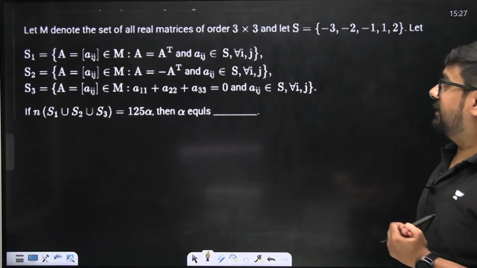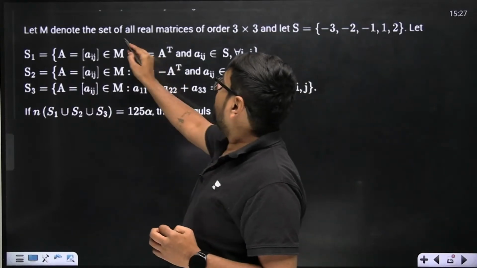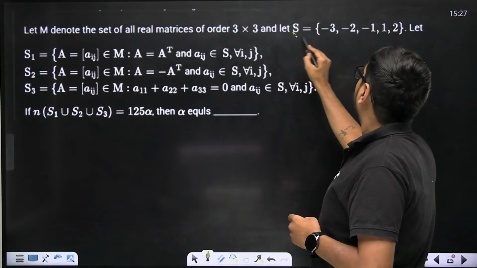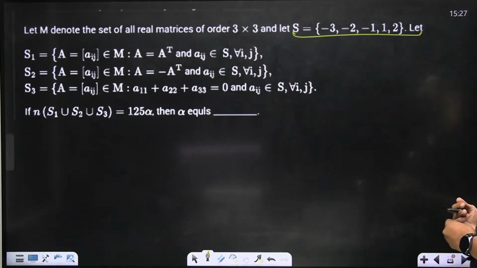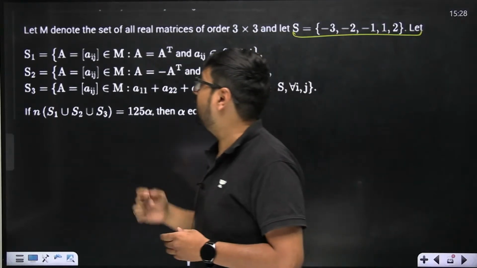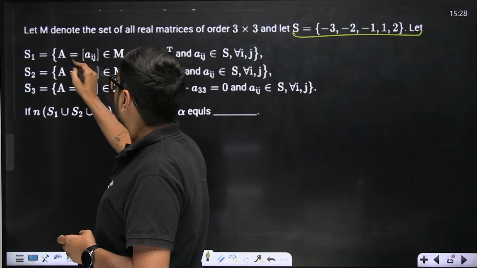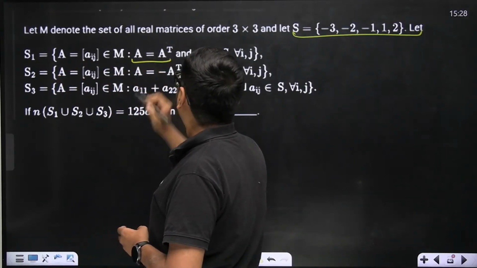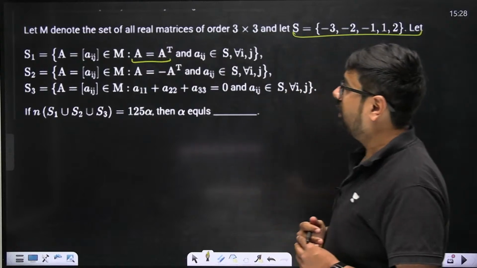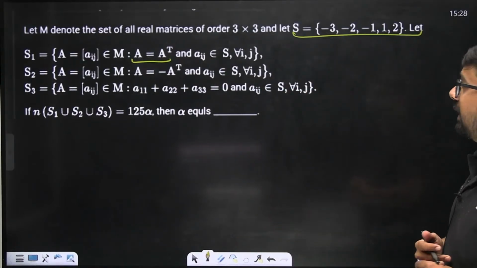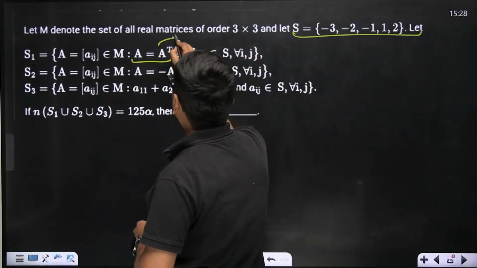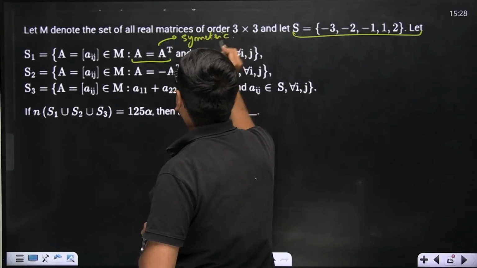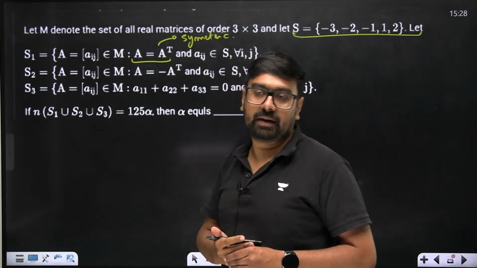Here, what is it saying? Let M denote the set of all real matrices of order 3 cross 3, and S is equal to this. Then let S1 be a matrix A with entries Aij, where A is equal to A transpose. A equal to A transpose means symmetric, so we have to make a symmetric matrix.